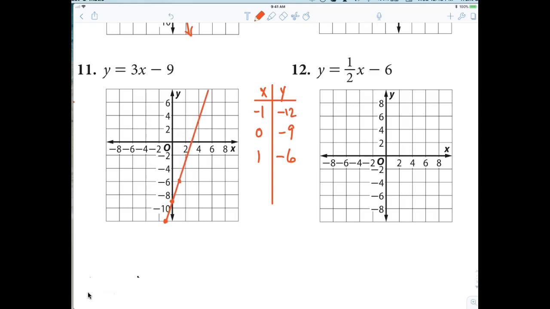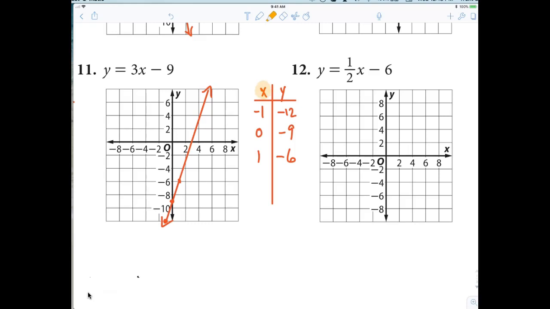Mr. Holt? Yes, sir. I'm just getting very confused about how you're getting the negative 12, like how you're getting the placement. Okay, let me show you real quick. Ready? On this one.